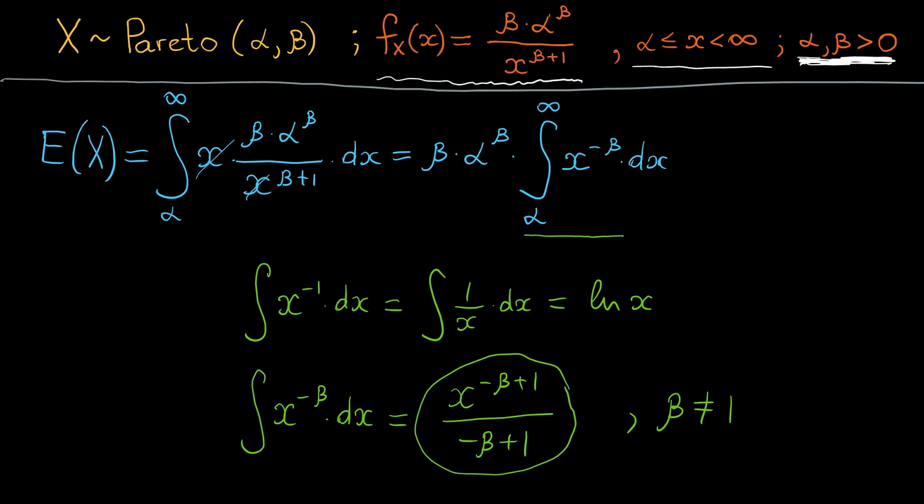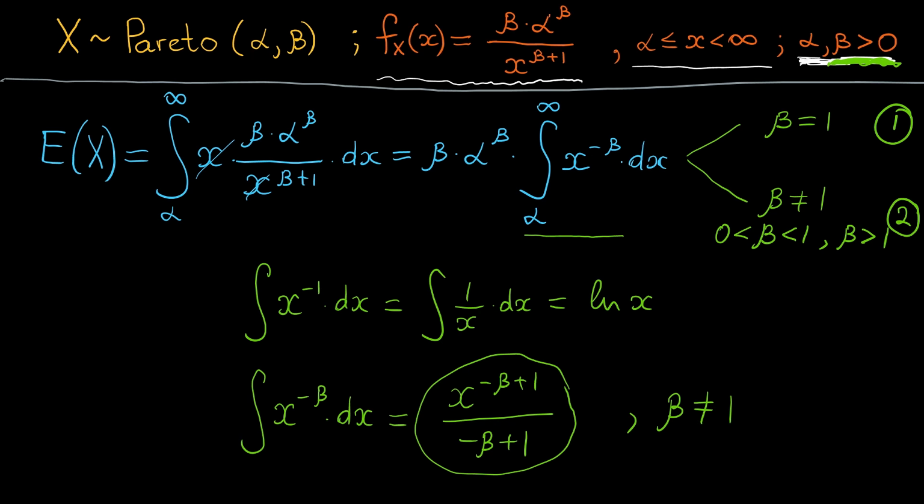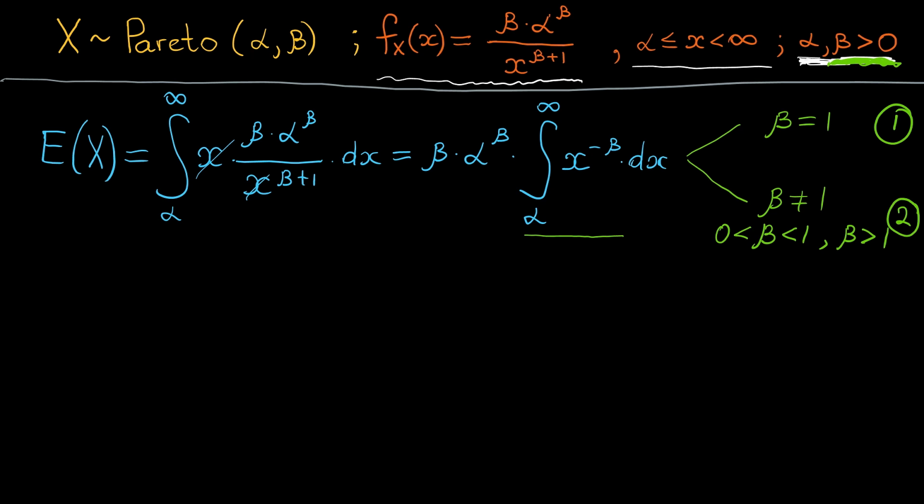Okay, so then in our integral here, there will be two cases corresponding to beta equal to 1 and the other one for beta different than 1. And beta different than 1 can be combined with the fact that we know that beta needs to be strictly greater than 0. So I'll just rewrite this as beta greater than 0, strictly less than 1, or beta greater than 1. Right, so that's the second case. So case 1, beta equal to 1. Case 2, beta is different than 1. Let's take that first case first.